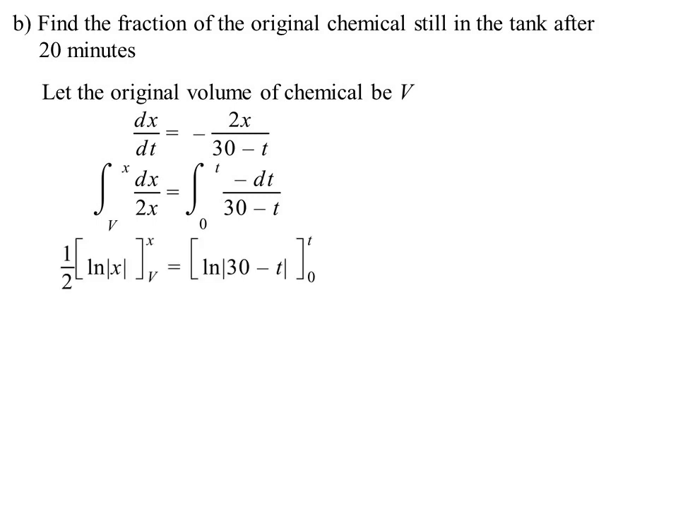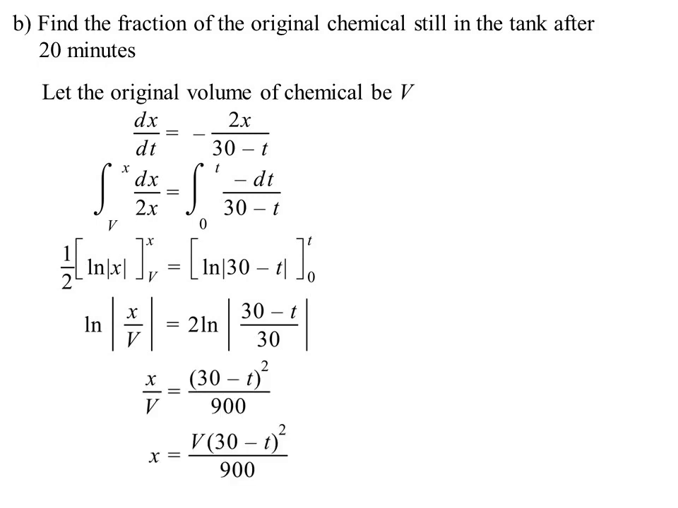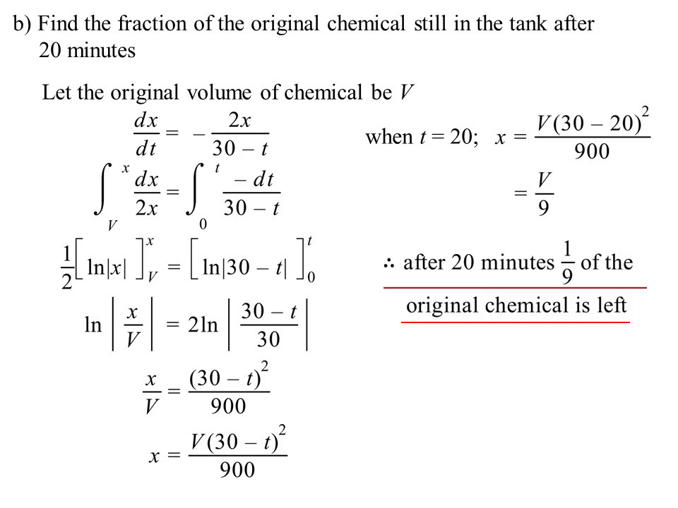So left hand side we have a log function, so we also have a log function on the right hand side as well. So the log of x on V, when I substitute in, will be 2 log of 30 minus t on 30, which means x on V is (30 minus t) squared on 900, making x the subject. We want when t equals 20, we end up with V on 9. Now I don't know what V is, but I don't need to know what V is, because the question was find the fraction of the original chemical. So we've got 1/9 of the original chemical, whatever the original amount was.